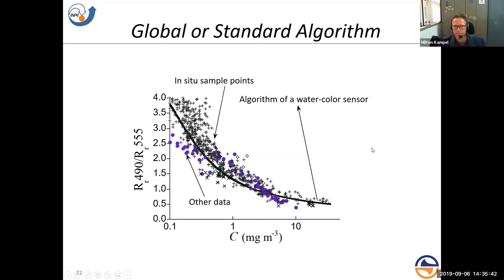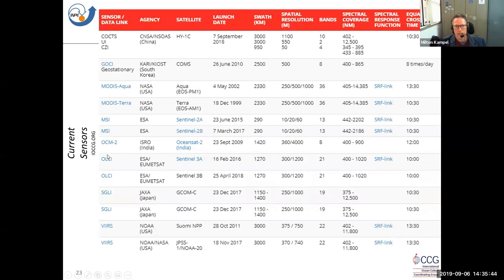From the IOCCG site, which means International Ocean Color Coordinating Group, you can get a list of current ocean color sensors, also a list of historical sensors, and also scheduled sensors, with the agencies in charge of them, which satellites the sensors are on board, launch dates, swath, which is the area being viewed by the satellites, spatial resolutions, number of bands, spectral coverage, and so on.